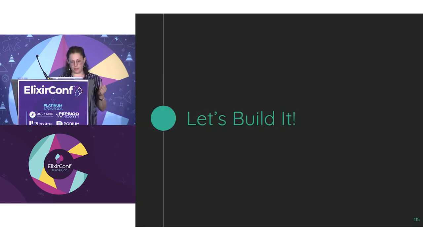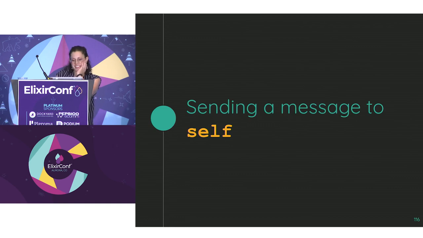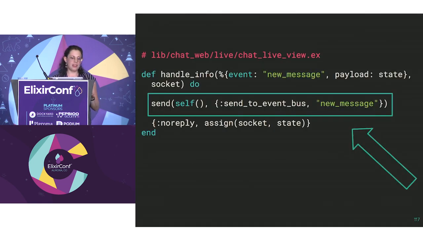Okay, we're going to take a brief look at the code that underlies it, and then I'm going to finally tell you why you don't need to do this. The amount of code that you need to write compared to what we're doing here is really fun. Okay, so let's start by teaching our LiveView to send itself a message when it receives this broadcast from PubSub. In the handle_info function for our new message event, we're just going to use a send self, and we are sending this :send_to_event_bus message.